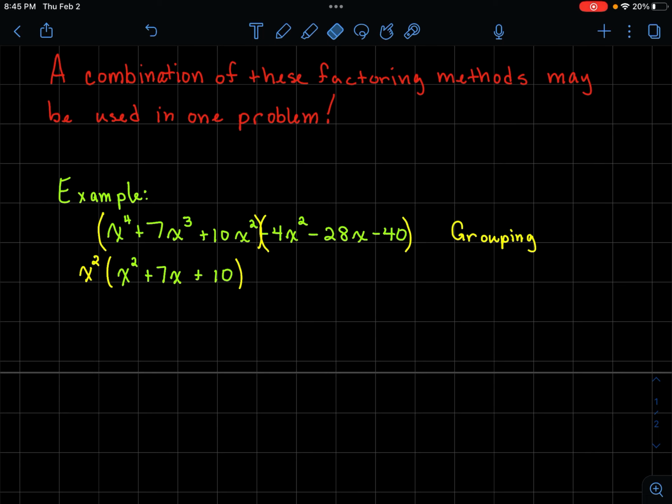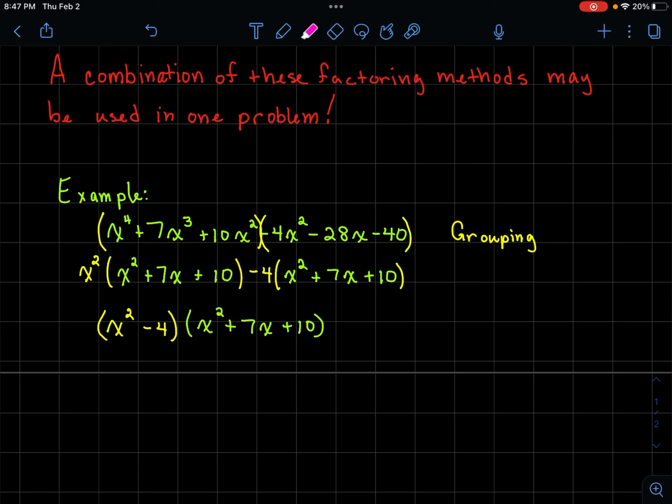Now what's nice about grouping is that if the parenthesis in the first terms is x squared plus 7x plus 10, then the second parenthesis that we have when we group has to be exactly the same. So I cheat in a way. What I do is I ask myself, there's some number that I have to put here that if you were to distribute it to the x squared, I have to get negative 4x squared back. And that number is going to be negative 4.